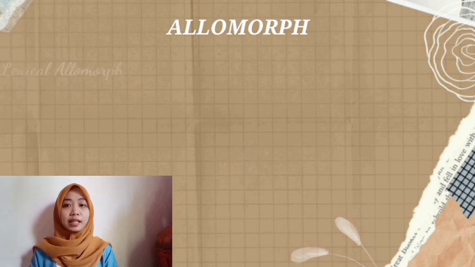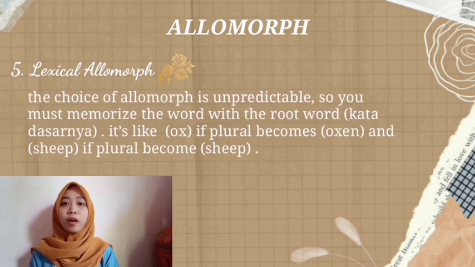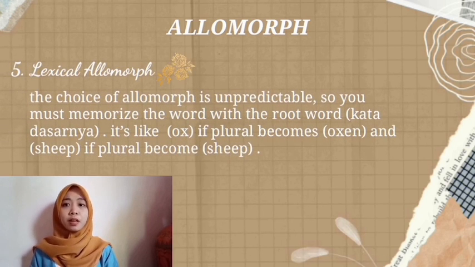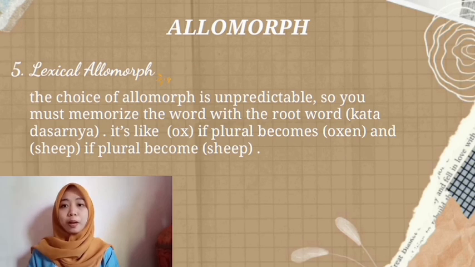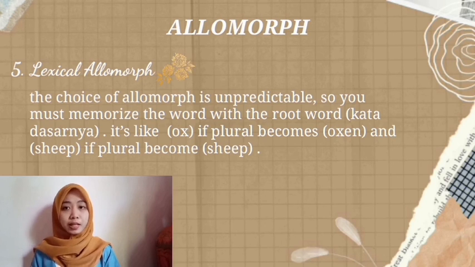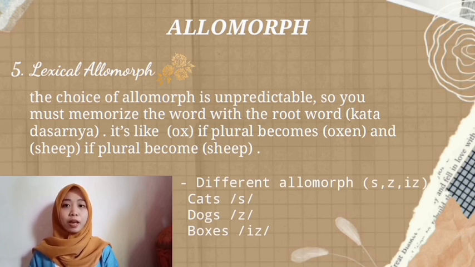And the last is lexical allomorph. The choice of allomorph is unpredictable, so you must memorize the word with the root word. It's like ox, if plural becomes oxen, and sheep, if plural becomes sheep. And lexical allomorph has two types. The first is different allomorph.